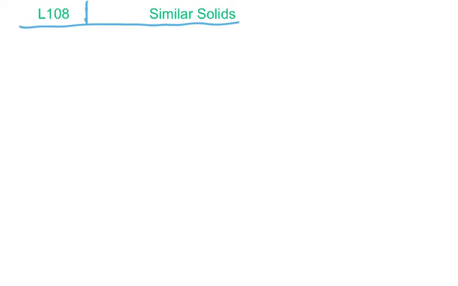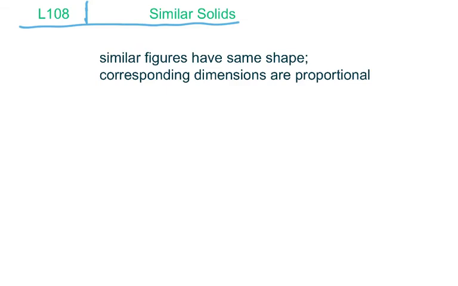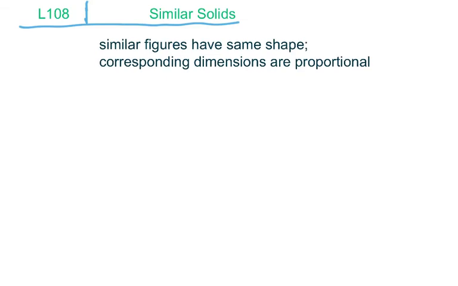Today we're going to look at a little bit of geometry. However, it's kind of moving us back into that scaling effects that we've seen. We're first going to talk about, well, what are similar solids? So what I want you to do is write this down. Similar figures or similar solids have the same shape, and their corresponding dimensions are proportional.